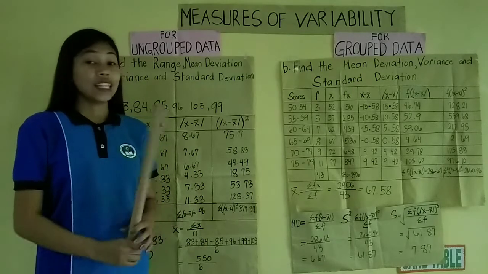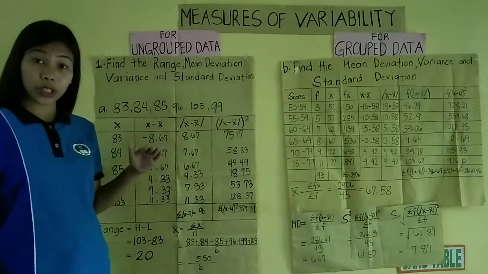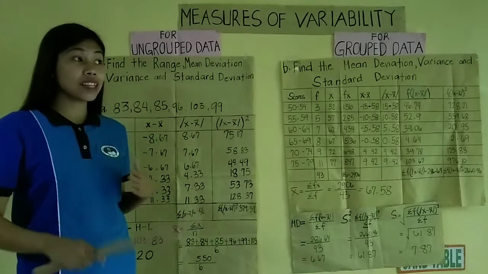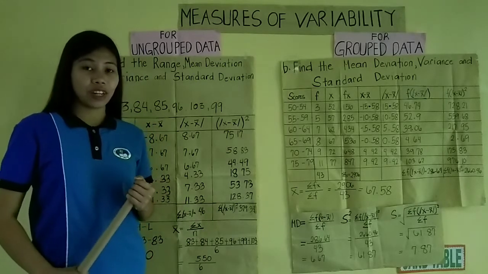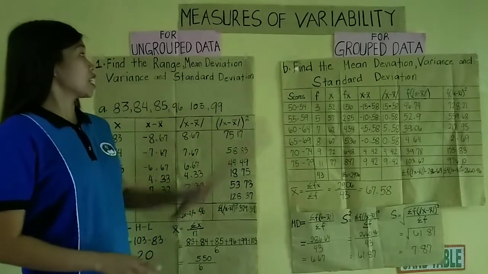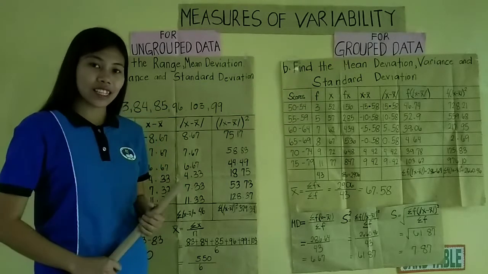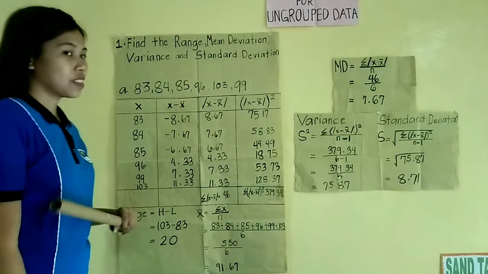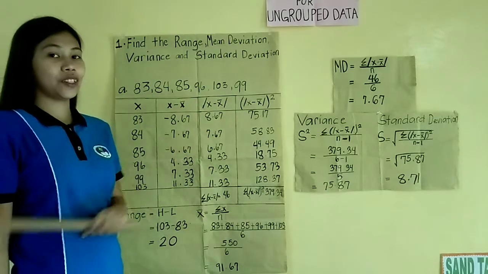Yes, very good. It is to determine or to measure the distance from one score to another score. In the measures of variability, we are asked here to find the range, mean deviation, variance, and standard deviation. But their formulas differ depending on whether it is ungrouped data or grouped data. So now let's proceed to ungrouped data. For ungrouped data, we are asked to find the range, mean deviation, variance, and standard deviation.